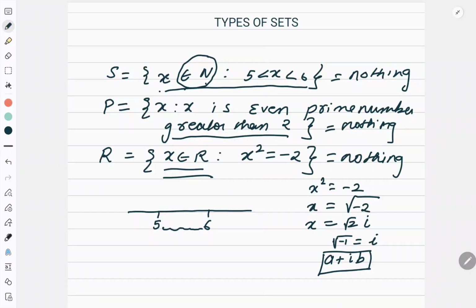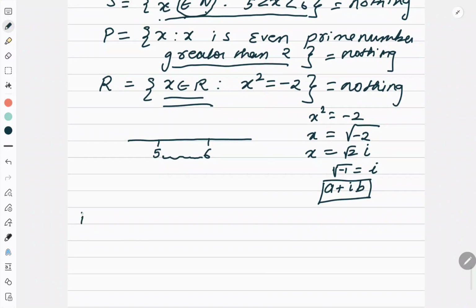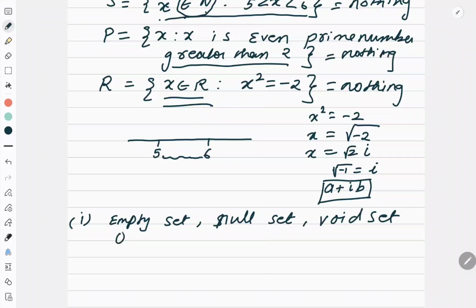So I have defined three sets and in all of them my answer was nothing. So what is this nothing in set theory? This is called the empty set. This is called the null set. This is called the void set. It is represented by this and it is represented by this. Right? And how do I define it? A set with no element is called an empty set. So this is the first type of set.